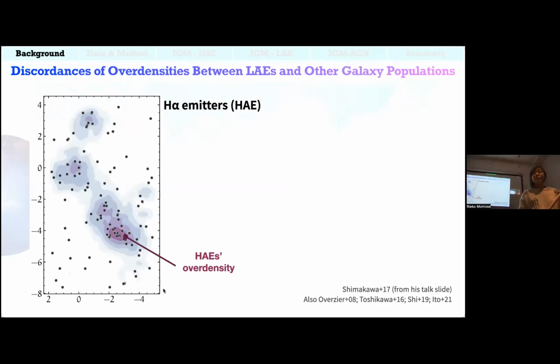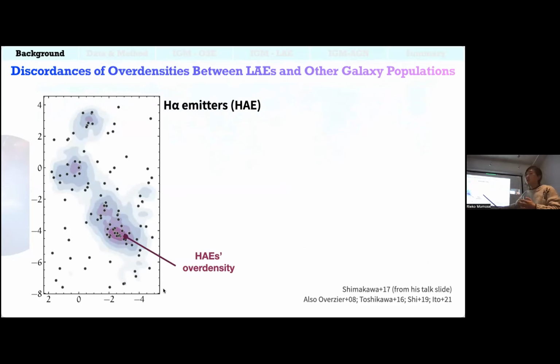However, several recent studies have reported that the location of overdensities seems to differ depending on galaxy type, and it's commonly seen between young star-forming galaxies characterized by strong Lyman alpha emission, known as Lyman alpha emitters, and other types of star-forming galaxies. So here I show one example.